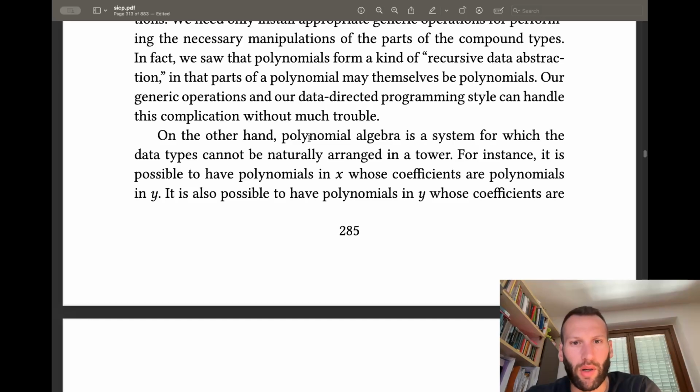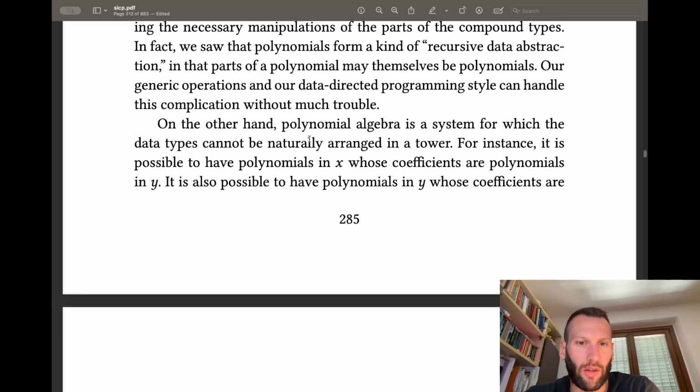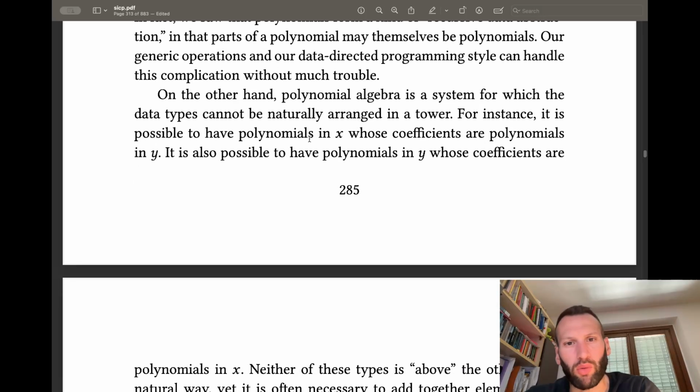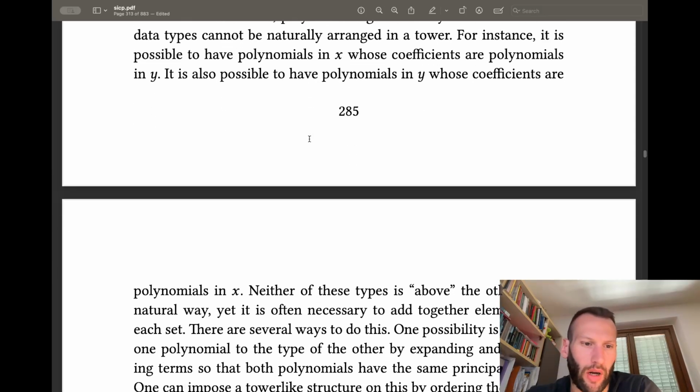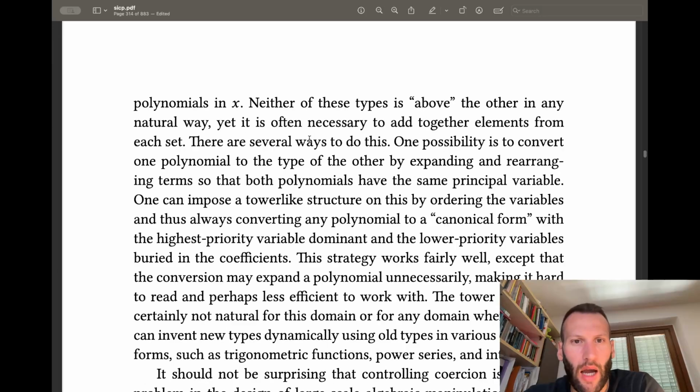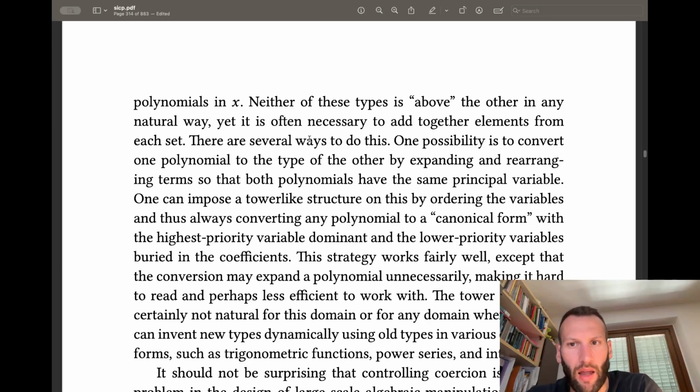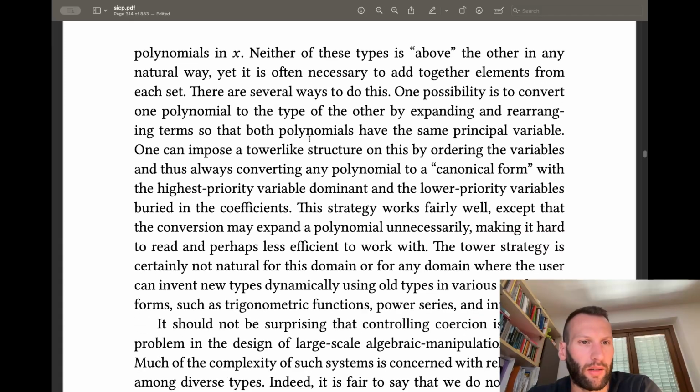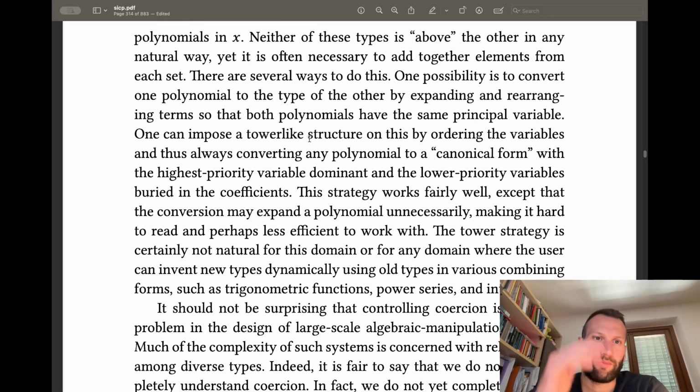On the other hand, polynomial algebra is a system for which the data types cannot be naturally arranged in a tower. For instance, it is possible to have polynomials in x whose coefficients are polynomials in y. It is also possible to have polynomials in y whose coefficients are polynomials in x. Neither of these types is above the other in any natural way, yet it is so often necessary to add together elements from each set.